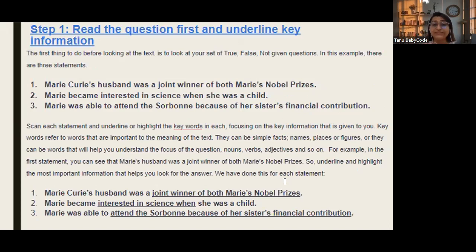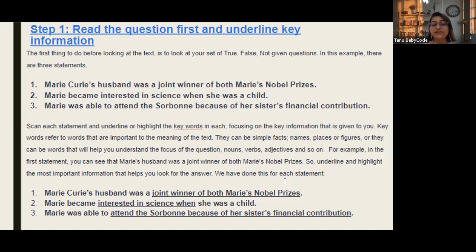Step 1, read the question first and underline key information. The first thing to do, before looking at the text, is to look at the set of your questions. Always, always, always. There are 3 statements here, which means there are 3 questions here. Marie Curie's husband was a joint winner of both of Marie's Nobel Prizes.